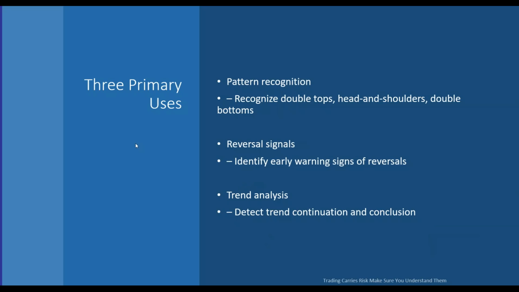So there are 3 primary uses for Bollinger Bands. There's pattern recognition. That means recognizing double tops, double bottoms. There's reversal signals, which identifies early warning signals of reversals. And then there's trade analysis, which will help you detect continuations and conclusions of trends.